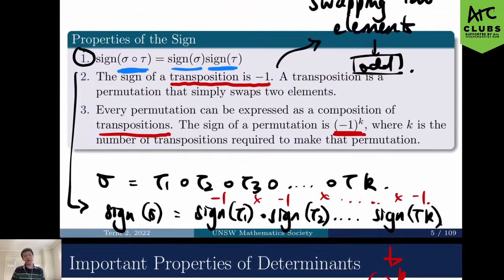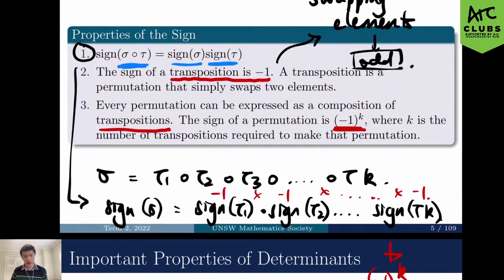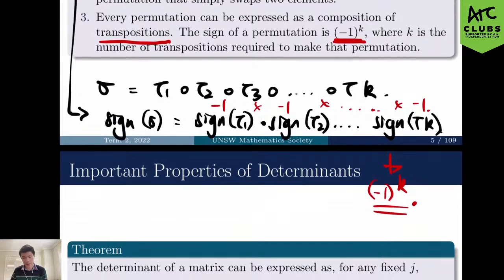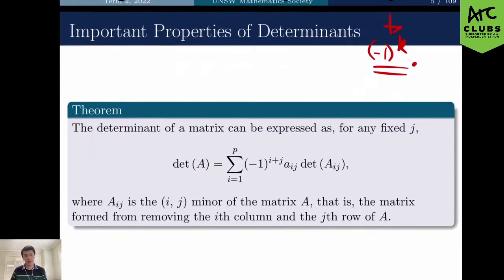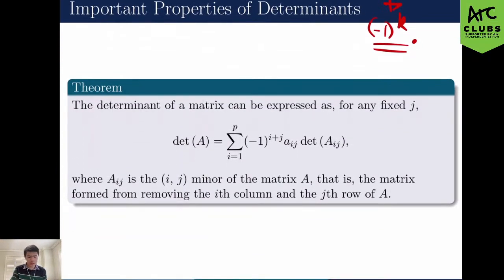Right, so just a useful fact for this course, but basically you can express a permutation in terms of transpositions and work out the sign via that method. So that's our first kind of look into permutations. Okay, we'll look at determinants now.